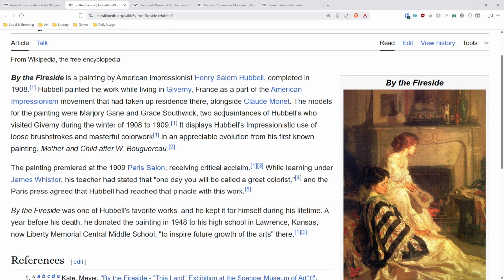By the Fireside was one of Hubel's favorite works, and he kept it for himself during his lifetime. A year before his death, he donated the painting in 1948 to his high school in Lawrence, Kansas, now Liberty Memorial Central Middle School, to inspire future growth of the arts there.